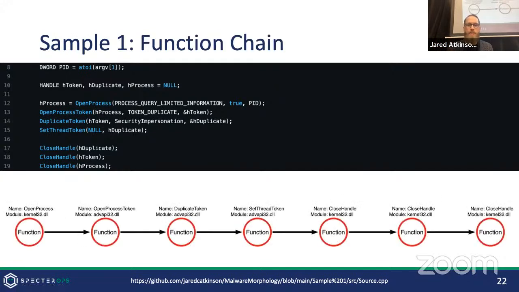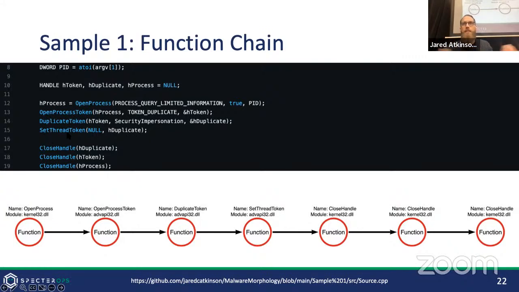So we could build this function chain, and we can say, here's our function chain. You call open process, and the output of open process is this H process variable. And you see that H process variable is used as an input to open process token, right? Then the output of open process token is this H token here, which is used as an input to duplicate token, right? And then duplicate token outputs H duplicate, which is passed in as an input parameter to set thread token, right?